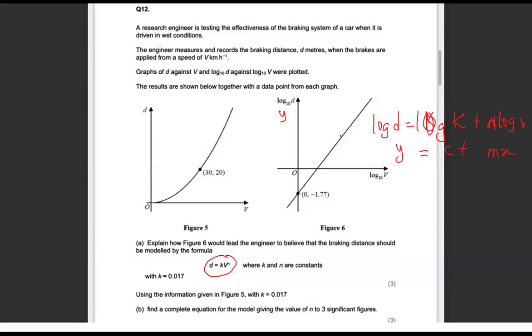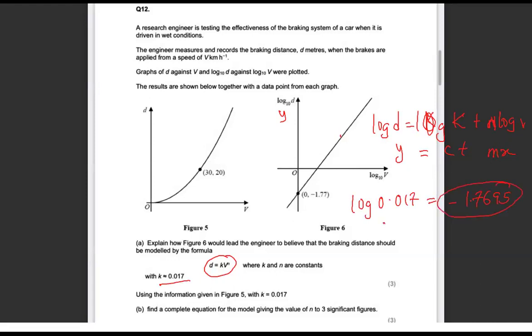So the Y-intercept here, the green one, is going to be minus 1.77. What you have to do basically is find the log of this. What is log K? Log 0.017 equals minus 1.7695. So because it was minus 1.7645, if you now look at it down, just say why.